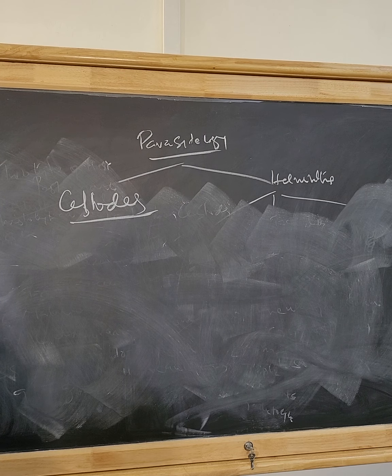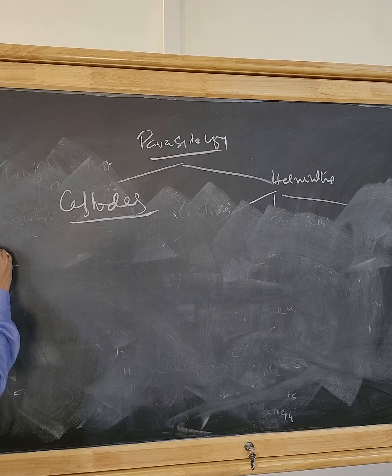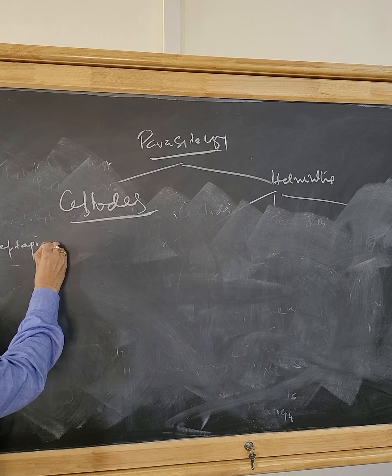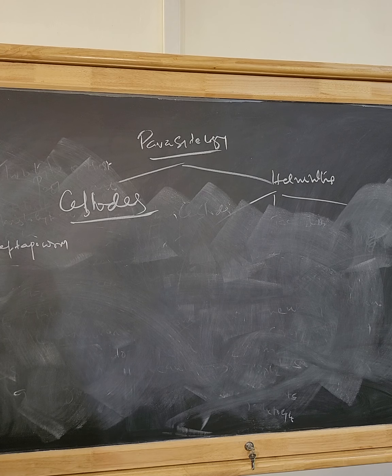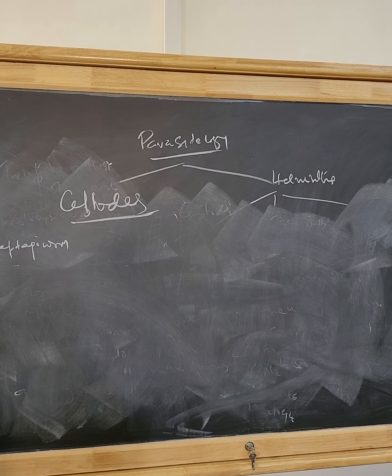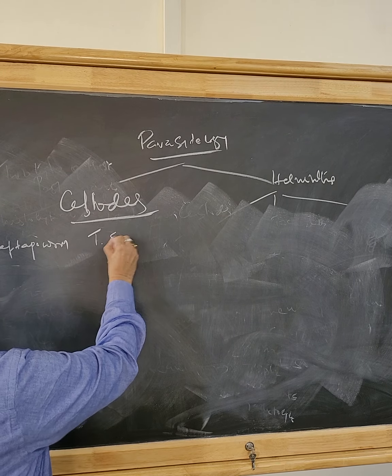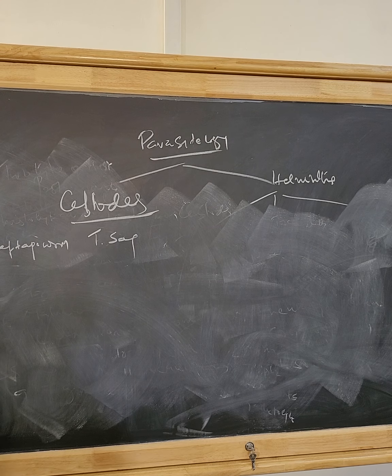Cestodes. One is the beef tapeworm. Remember it as Taenia saginata. Beef tapeworm infection occurs by eating partially cooked or uncooked beef.